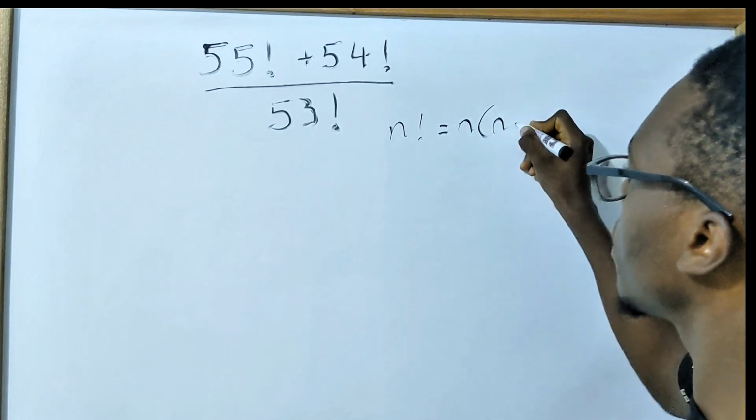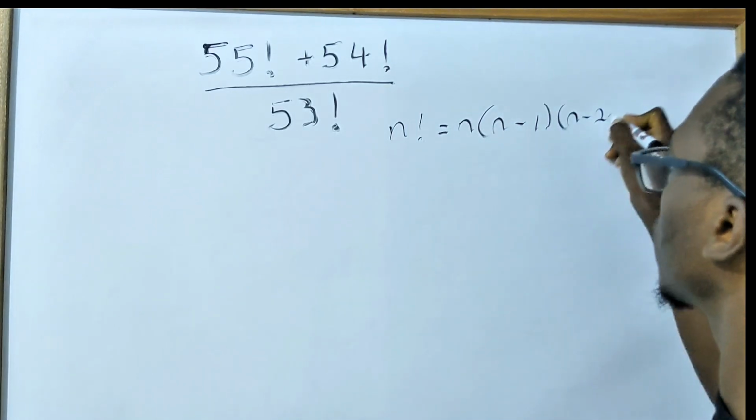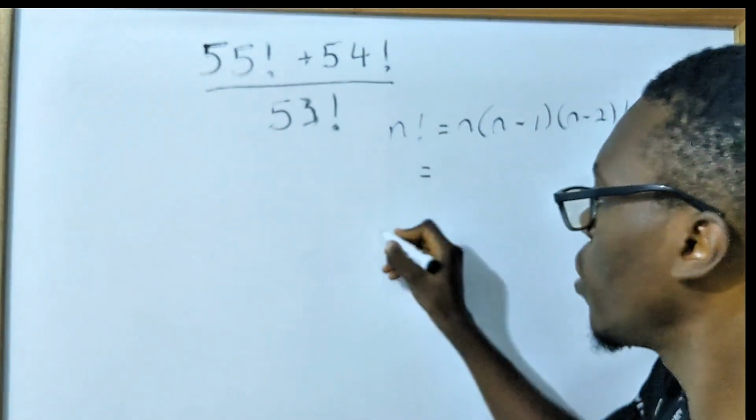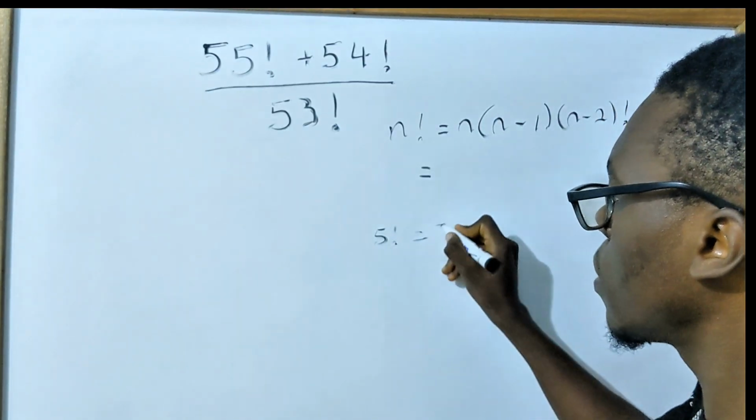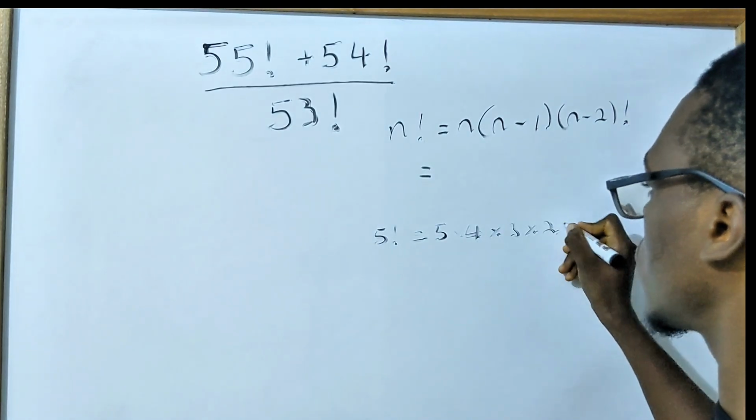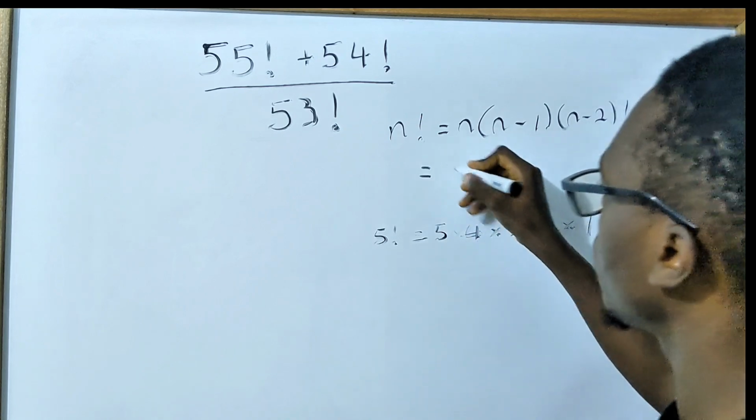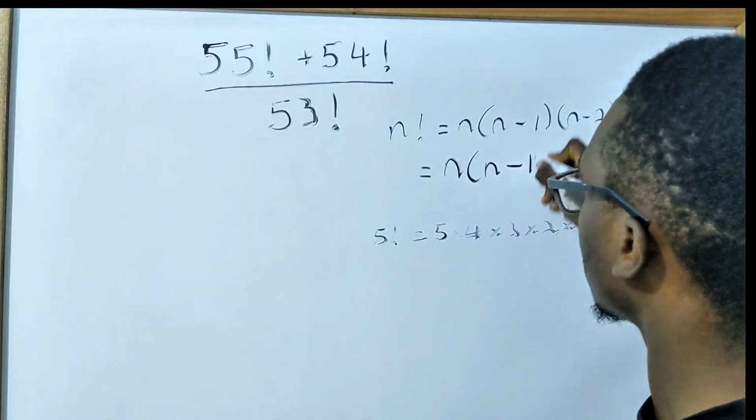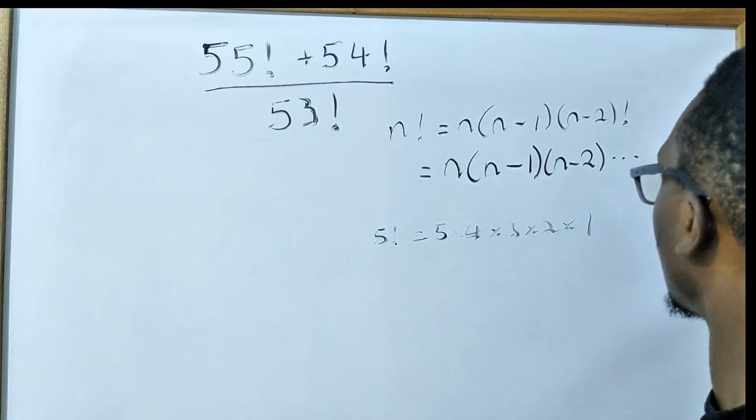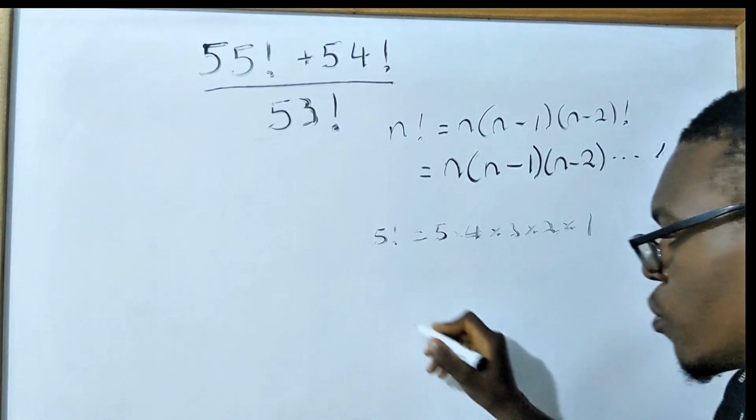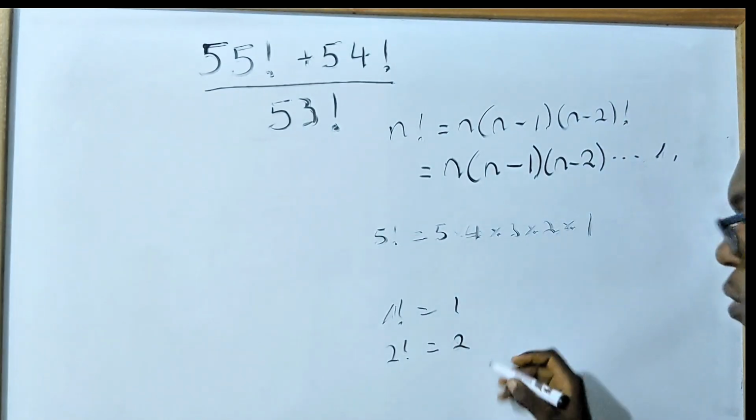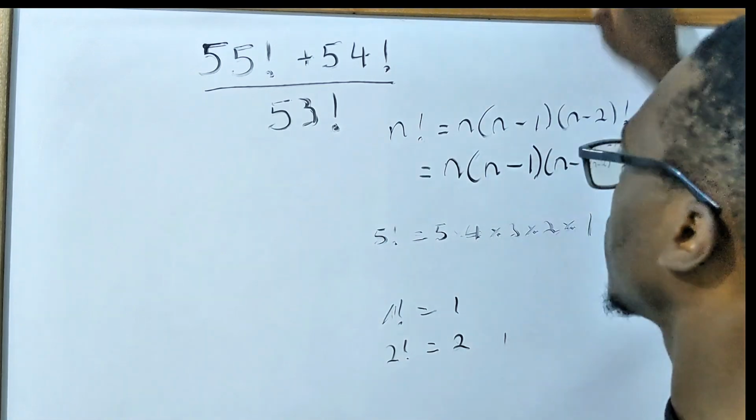n times (n minus 1) times (n minus 2) times ... down to 1. Let's take an example: 5 factorial is equal to 5 times 4 times 3 times 2 times 1. Hence, n factorial is n times (n minus 1) times (n minus 2) and so on down to 1. For example, 1 factorial is equal to 1, and 2 factorial is equal to 2, because that's 2 times 1.